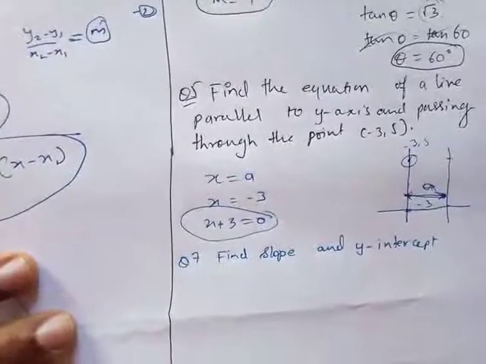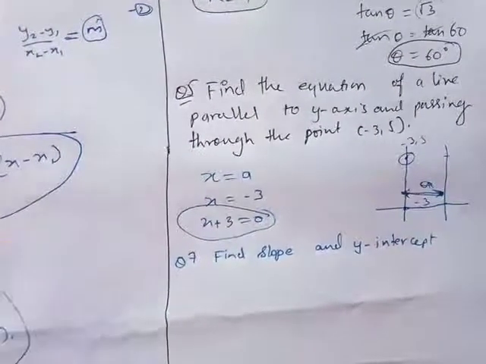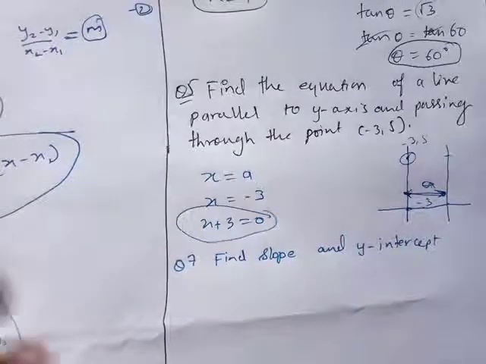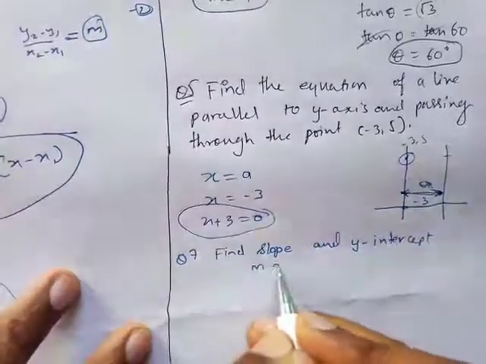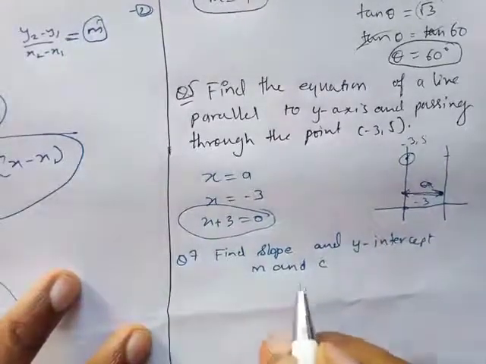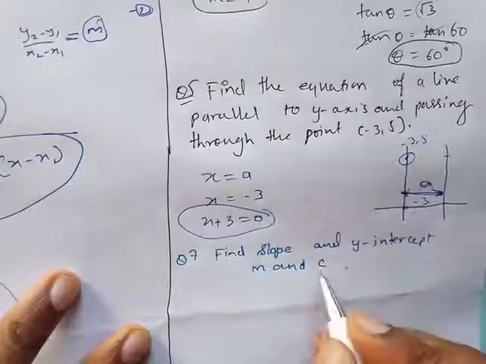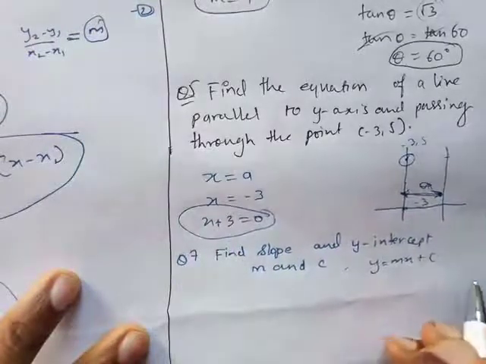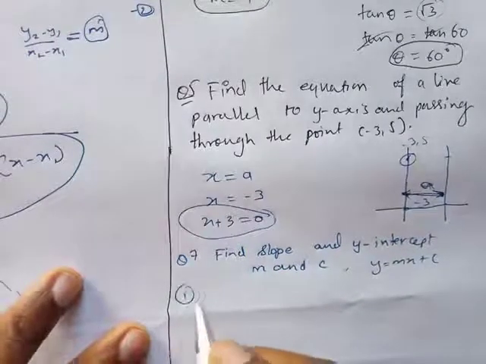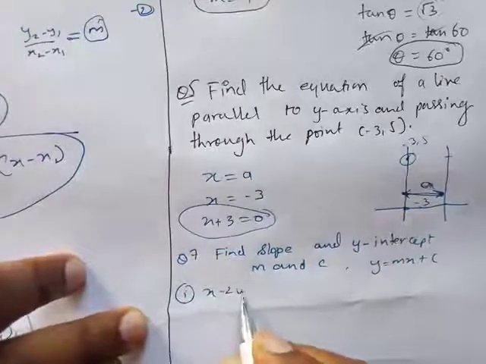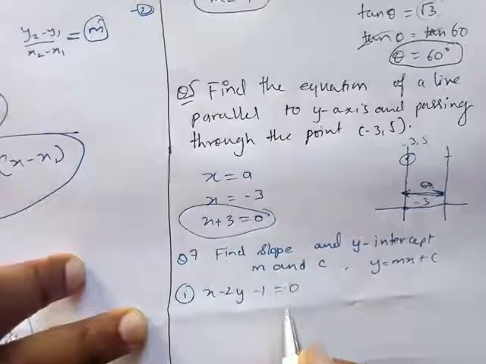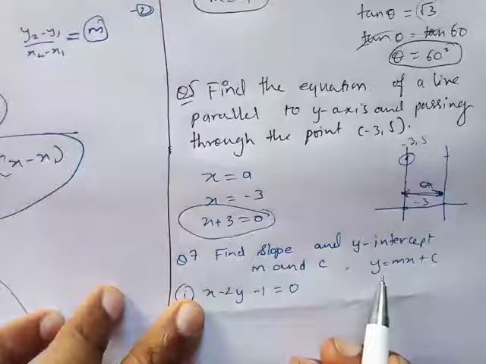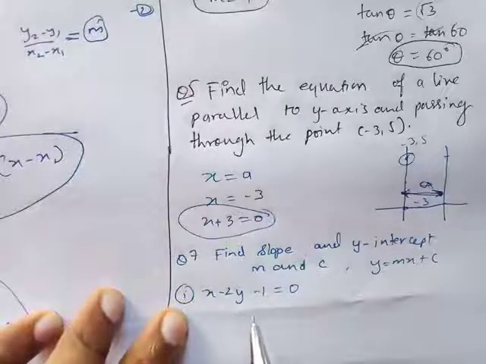Let's have a look in question number 7. Question number 7 says find slope and y-intercept. It's a big question written down, but I have written it down in a very small way. Find slope and y-intercept. It means I have to find m and c. And y-intercept is always denoted by c, right? So I have an equation y is equals to mx plus c. This is the equation. Now the very first question that has been given to me is x minus 2y minus 1 equals to 0. What I'm going to do, I'm going to make the question in this form. Is it okay? So you guys can have a look over here.